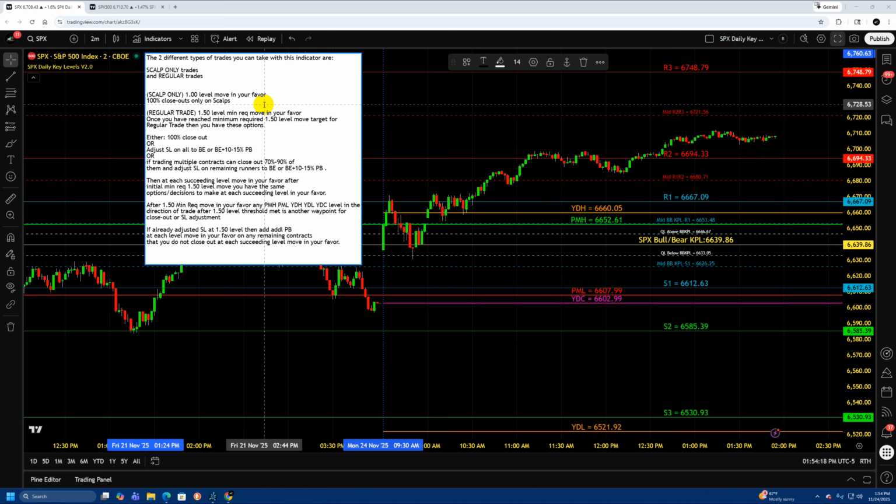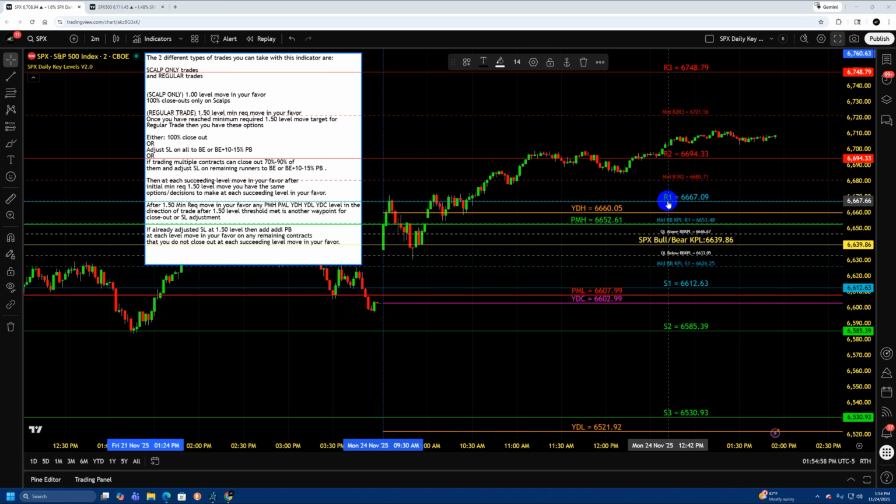How do you figure what a one level move in your favor is? With this indicator, you would take the level that you're taking the trade from. In this example for today's session, the bull bear KPL level is the opening bullish trade. What is one full level above the bull bear KPL? That is the R1 level. So as you can see here, when price hits the R1 level, then that is your trigger for exiting the trade if you're doing a scalp only trade.